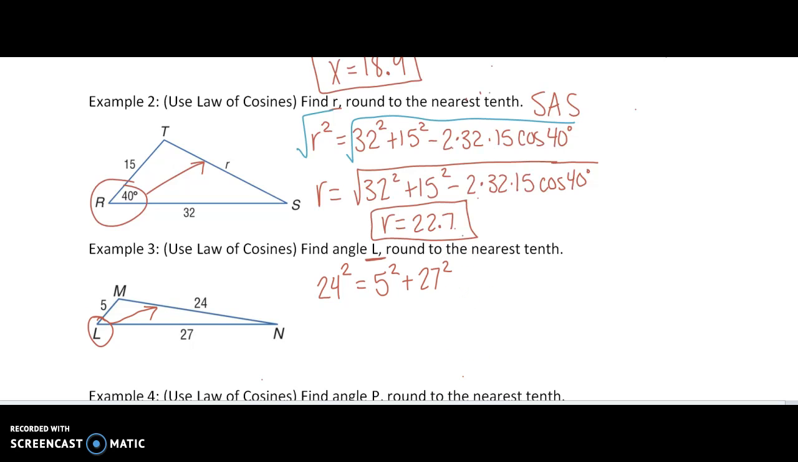And then I subtract 2 times 5. I'll change that format. 2 times 5 times 27 times the cosine of the angle I'm solving for. Normally in examples 1 and 2, I already had that angle, but now I'm trying to solve for that angle. Cosine L. Okay. Some important things. Order of operations. Okay. Order of operations, if you recall.